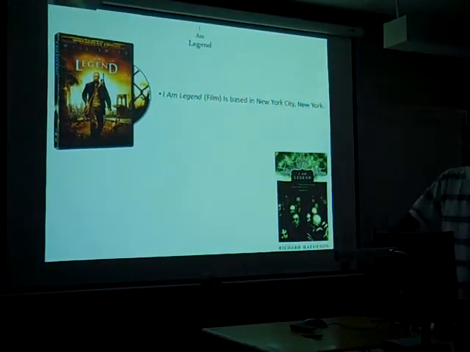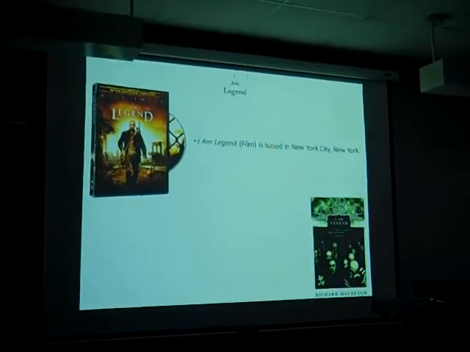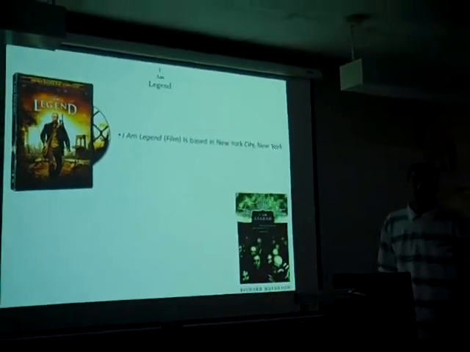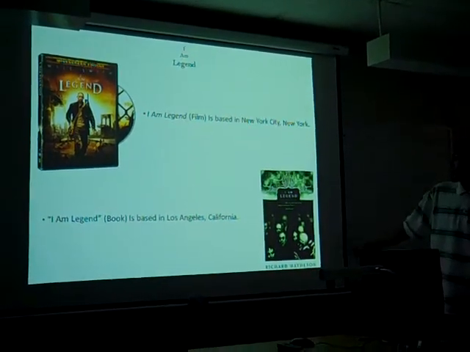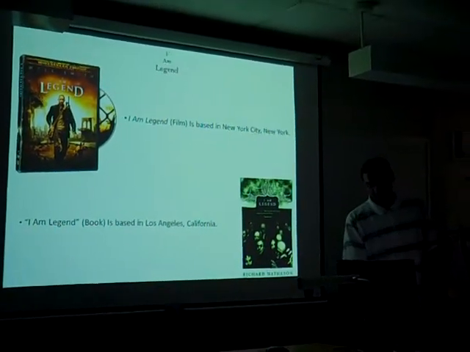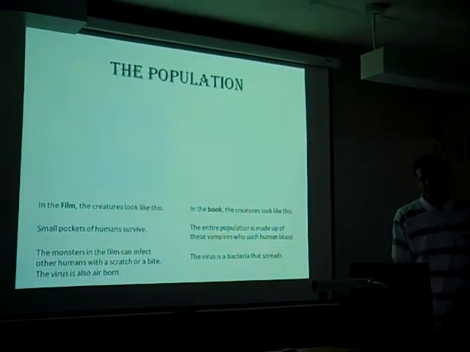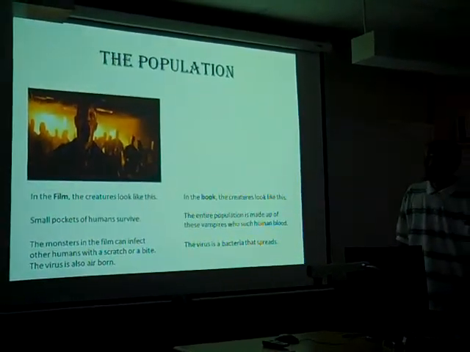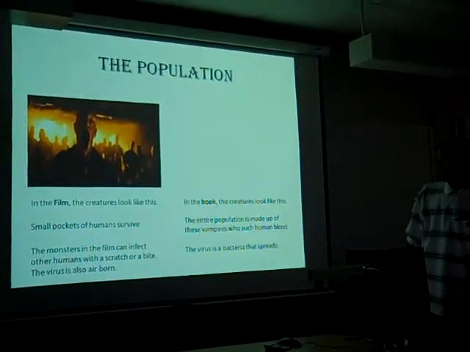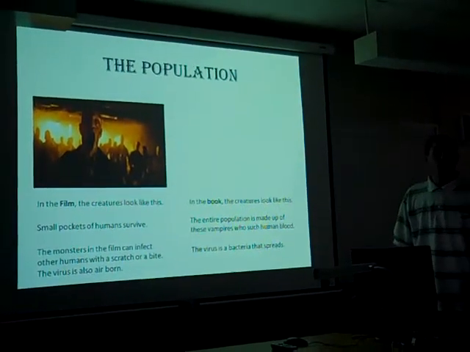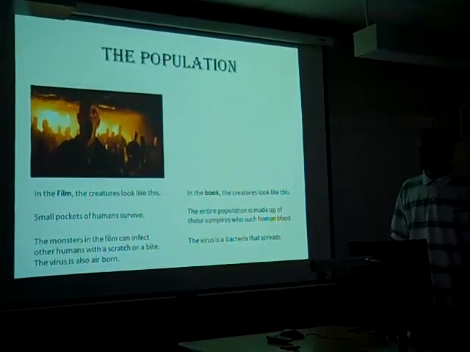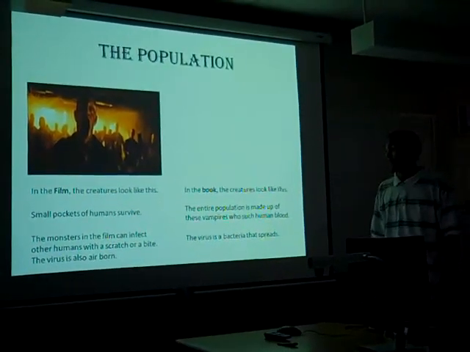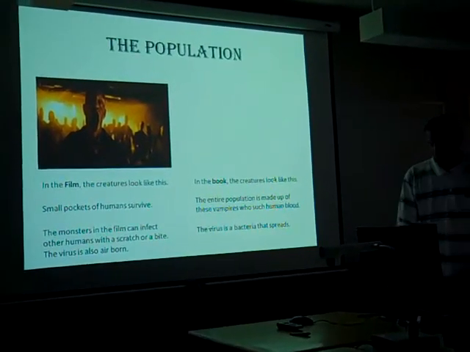I Am Legend, the movie, as you see on the top here, is based in New York City, New York. And this is the most dramatic change, because in the book, it was based in Los Angeles, California. Now, as you see on the left, in the film, this is what the creatures look like. There's a small pocket of humans left in the world, and the monsters in the film can infect other humans by scratching them or biting them, and the virus is actually airborne as well.